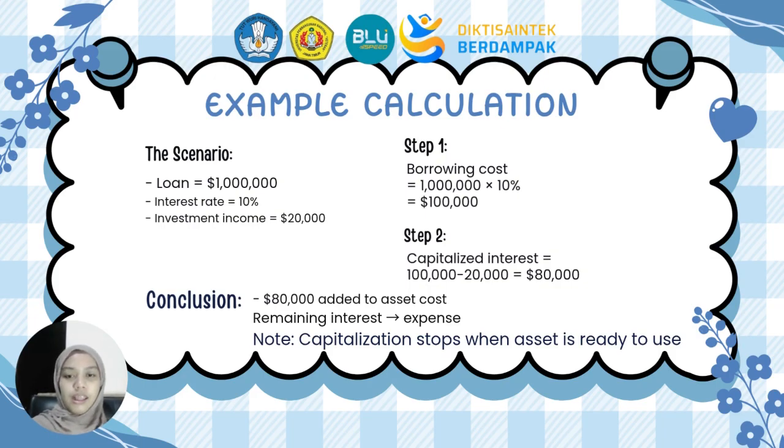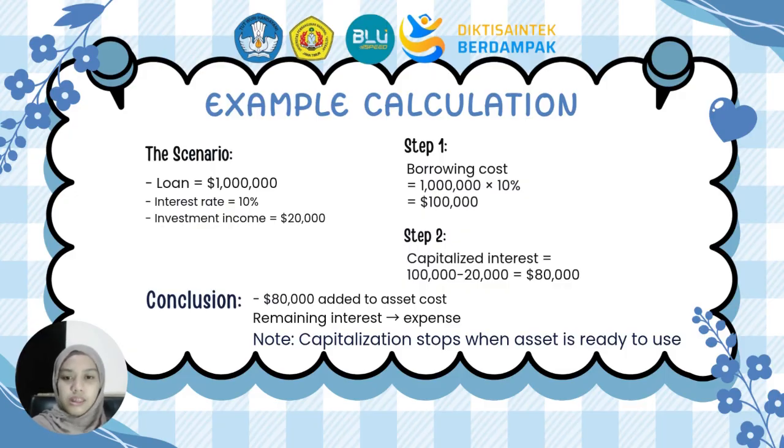Step 2 is calculate capitalized interest. We use the specific debt formula. Capitalized interest equals borrowing cost minus investment income. So $100,000 minus $20,000, so we get $80,000. The conclusion is, what happened to this $80,000?